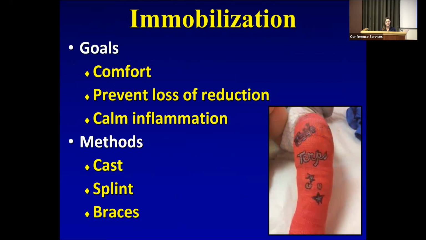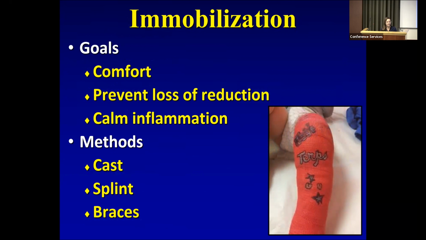The goal of any type of immobilization is, number one, comfort, right? We want to make sure that the kid has good pain control. It can help align the bone or prevent what we call loss of reduction, or loss of proper or acceptable alignment for the bone to heal. And it also just calms the inflammation, so the tissues aren't moving around trying to stabilize the bone. It calms the muscles, calms the pain, calms the bleeding.